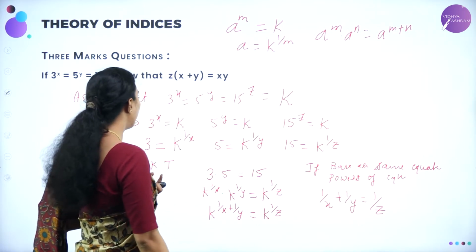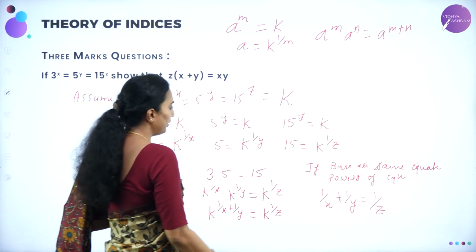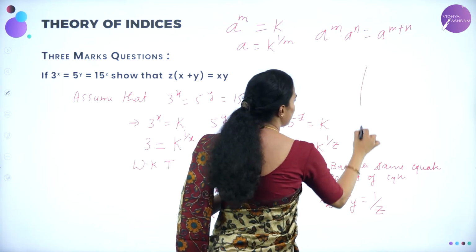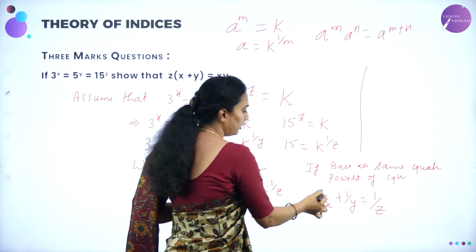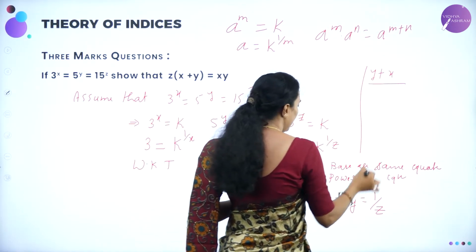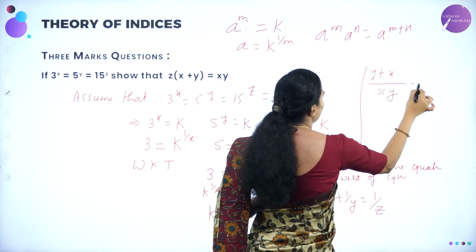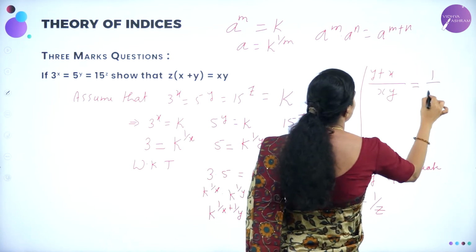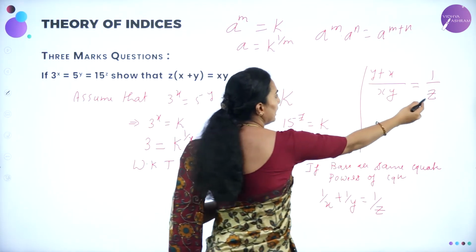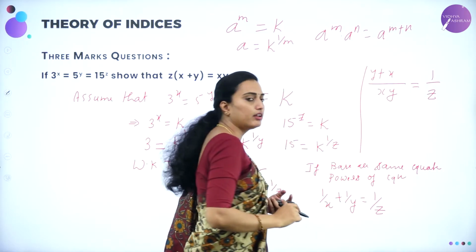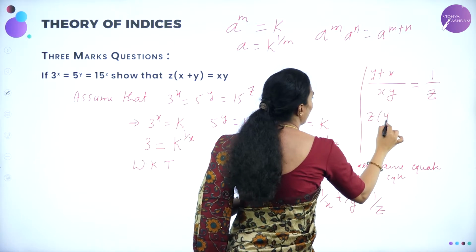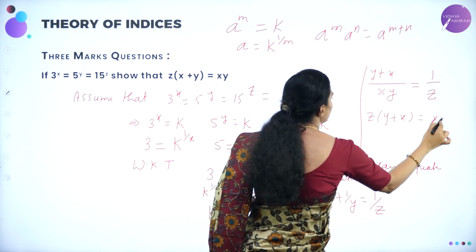Was that the proof they have asked? No. So what we need to do? Let us cross multiply. If I cross multiply, what happens? I am going to see here 1 by x plus 1 by y: y into 1 is y, plus x into 1 is x, divided by xy, the LCM, is equal to 1 by z. So what are you going to write? Cross multiply. If you cross multiply, z will come here, xy will go there. xy into 1 is xy only. So you are going to have z into y plus x is equal to xy.